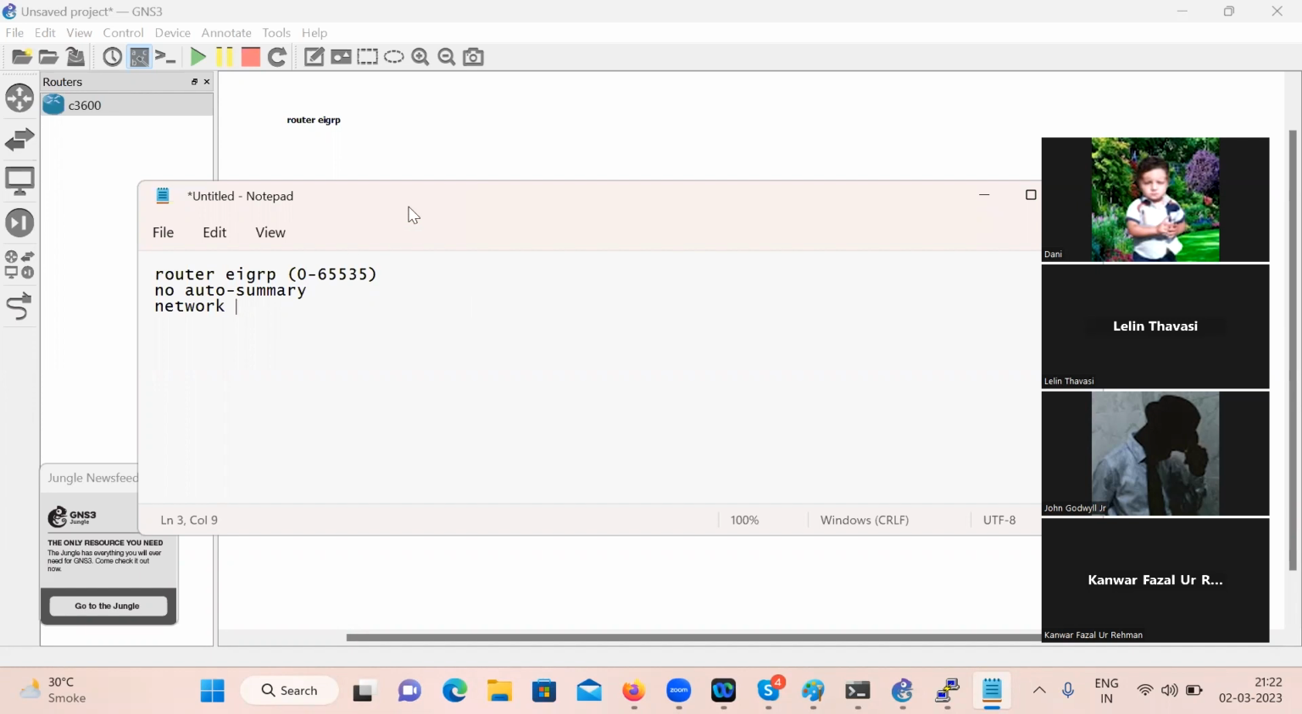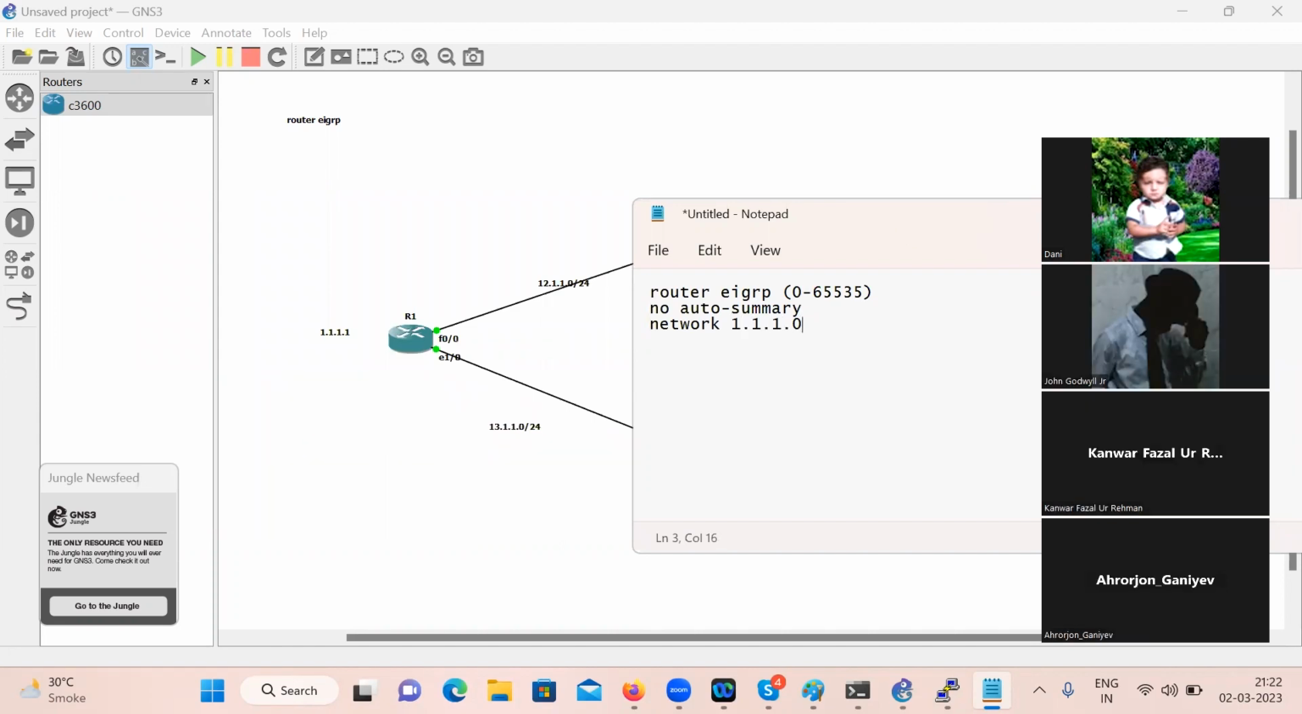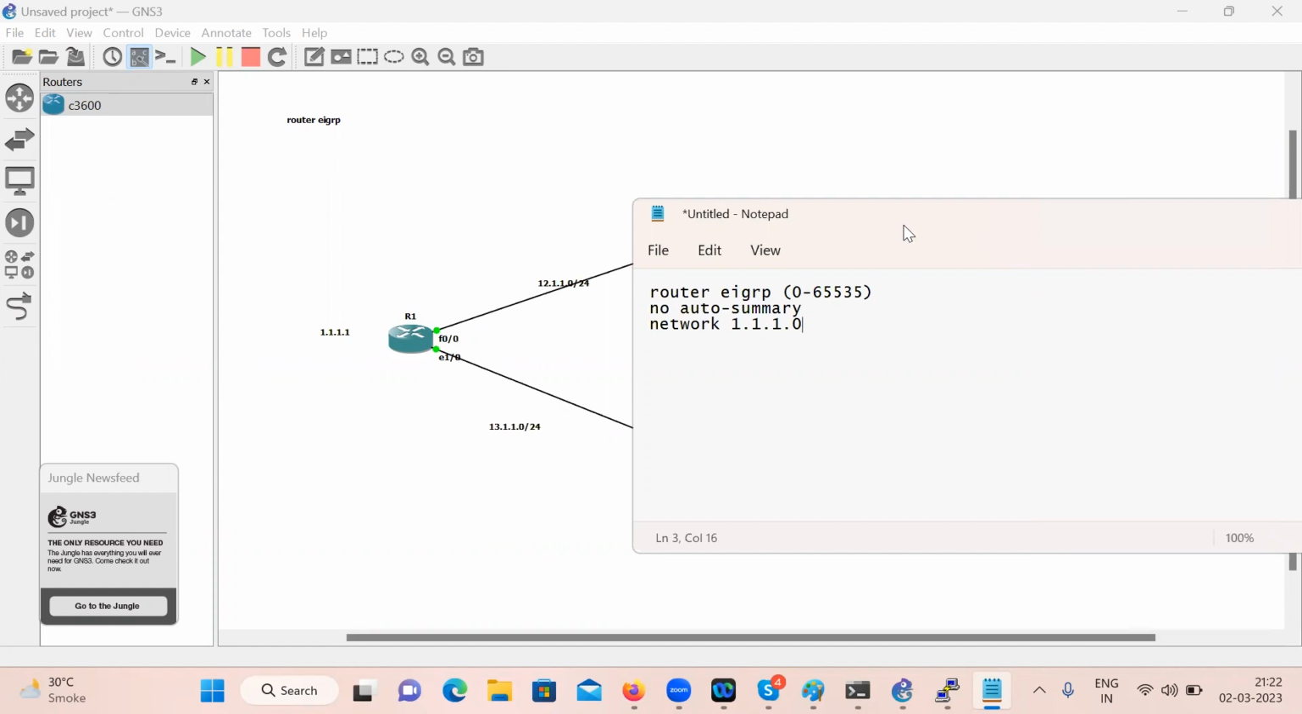From router 1, which are the connected networks of router 1? The first network is 1.1.1.0, which is the loopback IP address we have configured on router 1, with a wildcard mask of 0.0.0.255. Now, what is a wildcard mask? It's the opposite of a subnet mask. In a subnet mask, we configure 1 as an on bit and 0 as an off bit. But in a wildcard mask, it's completely opposite: 1 as an off bit and 0 as an on bit.